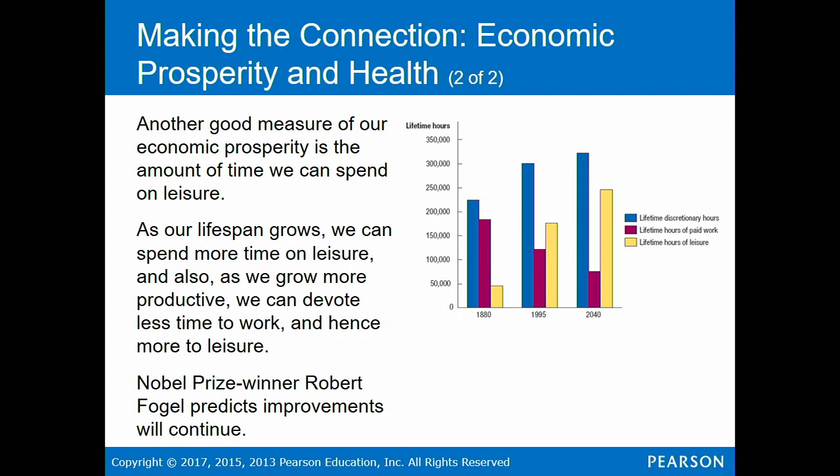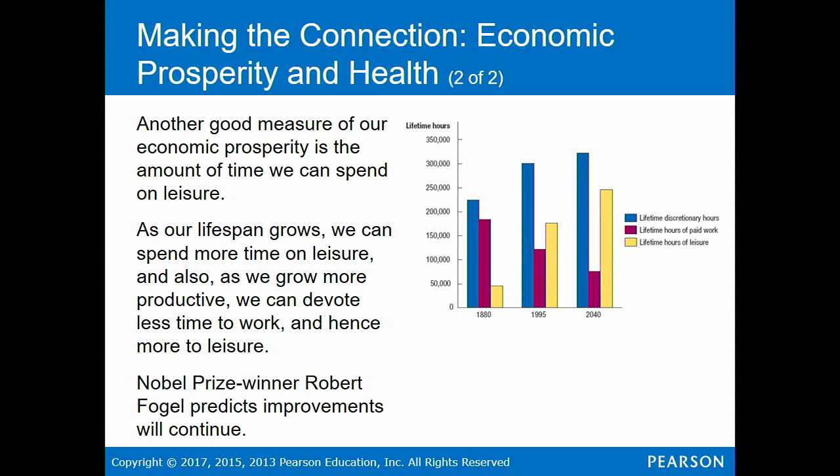So here we have Robert Fogel's amount of time spent in leisure. We see that increasing over time. So we have, what, 1880 here. The lifetime hours of leisure was about 50,000 hours, and people spent about 175,000 hours doing work.